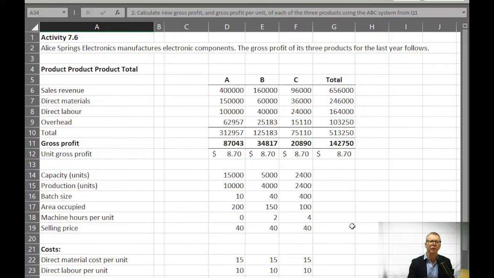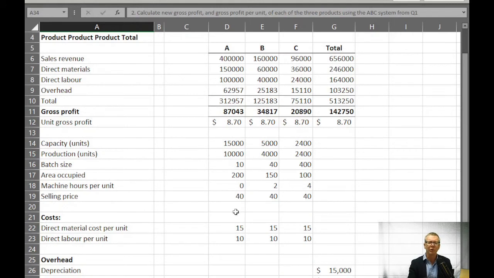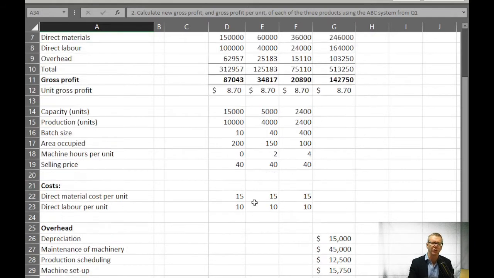We've got a firm here with three products, A, B, and C. We're given a little bit of information about sales, direct materials, and direct labour, as well as the overhead costs that have been allocated to it using a traditional allocation or application system. We're also told about a number of activities that our products are going to be using in terms of setting up this activity-based costing system.